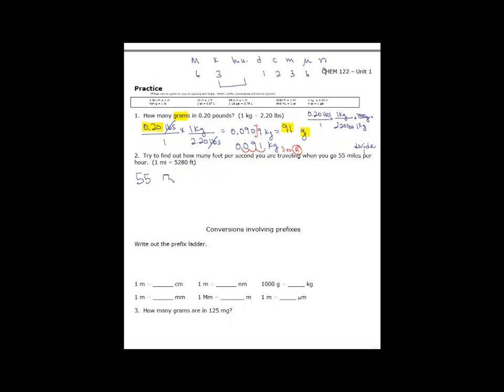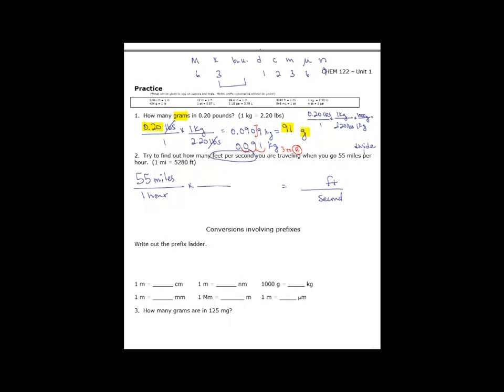So what I like to do, treat these units as numbers. So miles is in the numerator or on the top. Hour is in the denominator. So this is your starting quantity. So try to find out how many feet per second you're traveling when you go 55 miles per hour. So we want to get to feet per second. So our ultimate goal is to get feet in the numerator, which is the top, and then second in the denominator. So I need to convert both miles and hour.